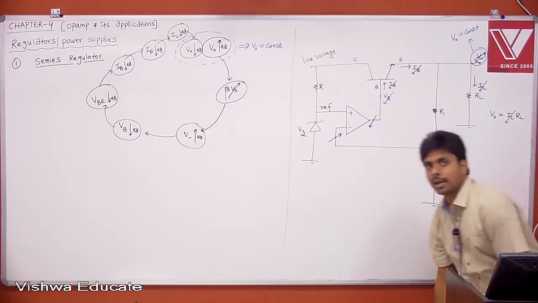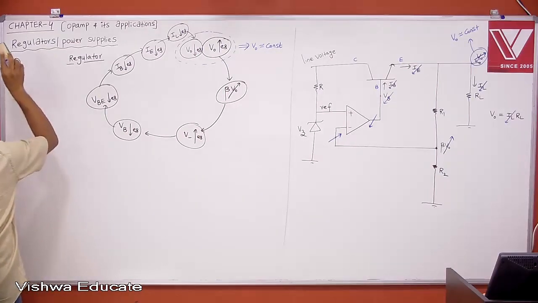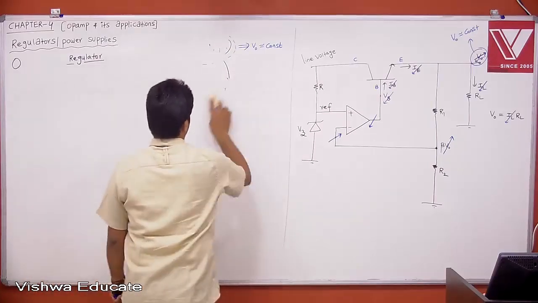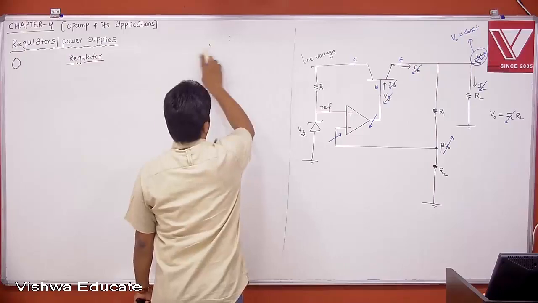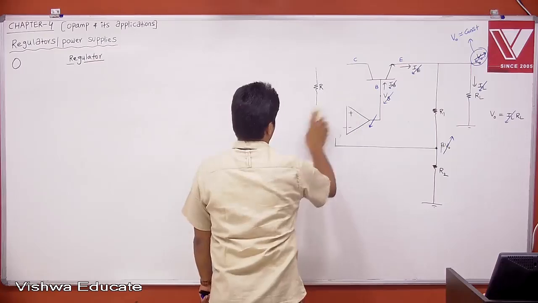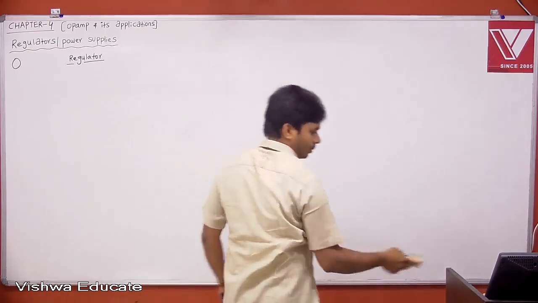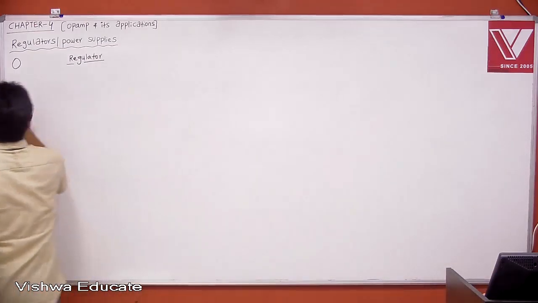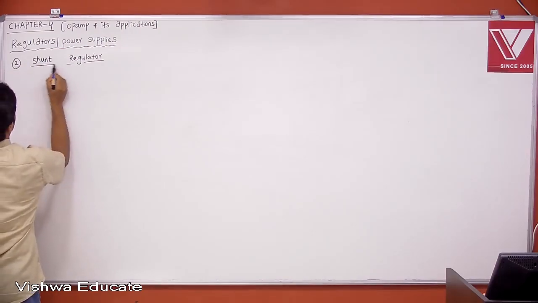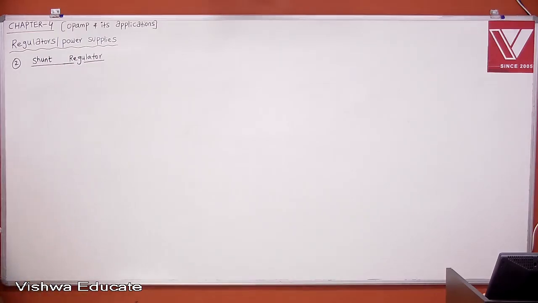Now, shunt regulator. Case 2, shunt regulator. Just listen, don't write. Second one, shunt regulator. The control element will be in shunt with respect to input to output. Okay, just listen, I will give you a block diagram.